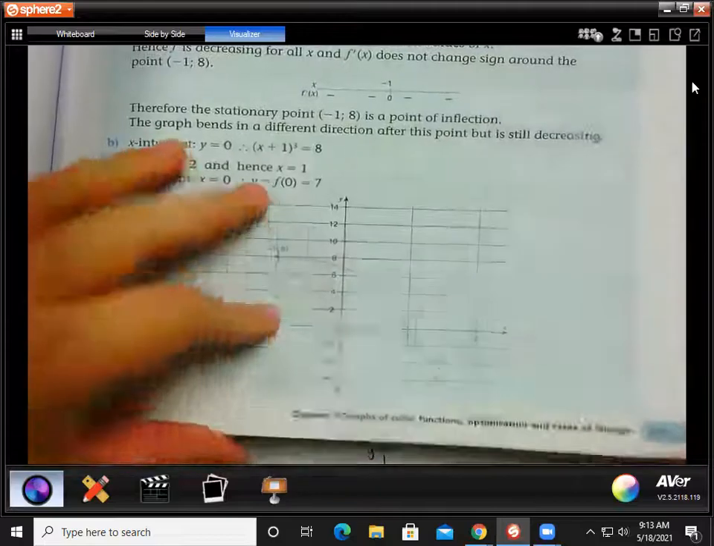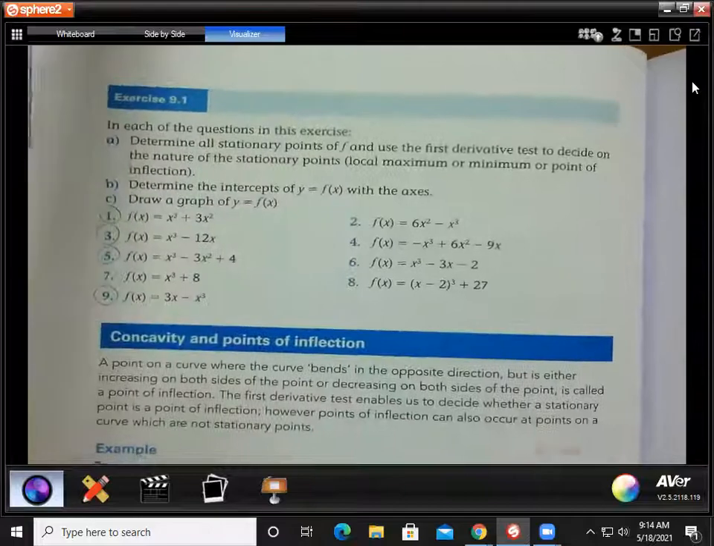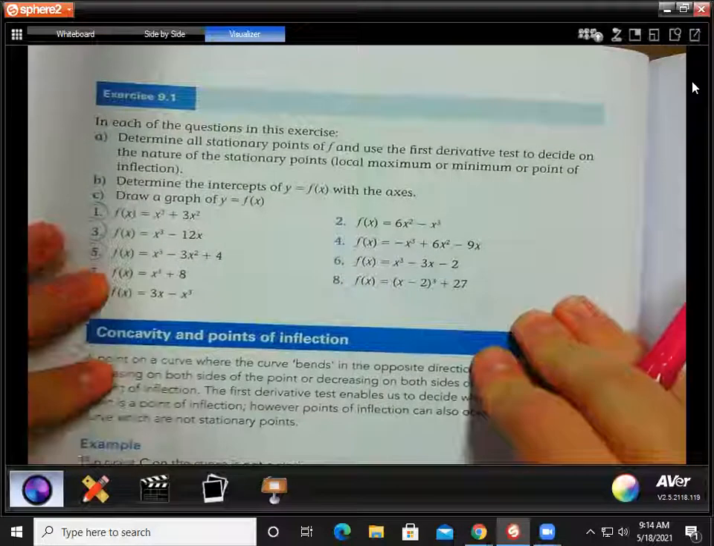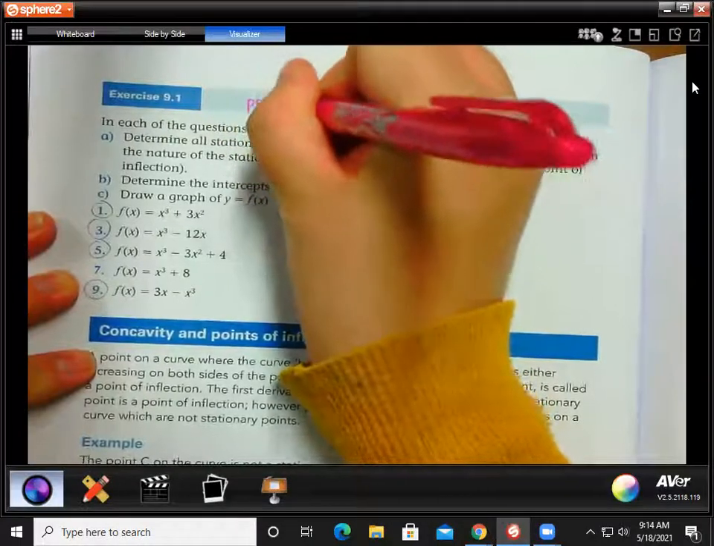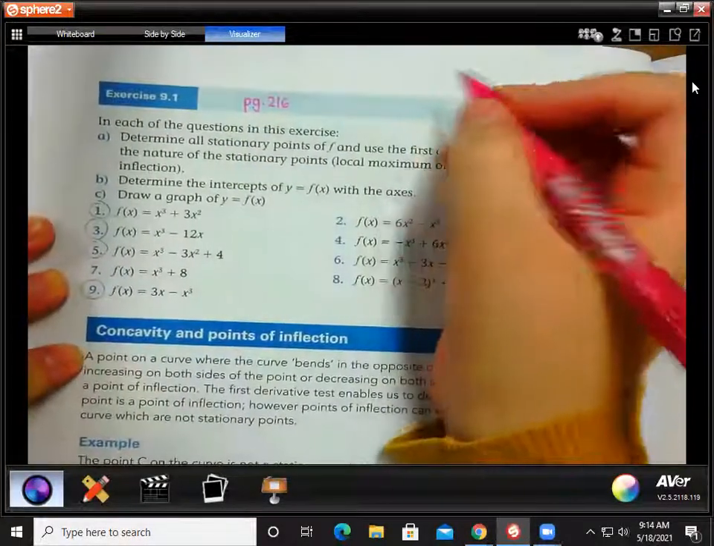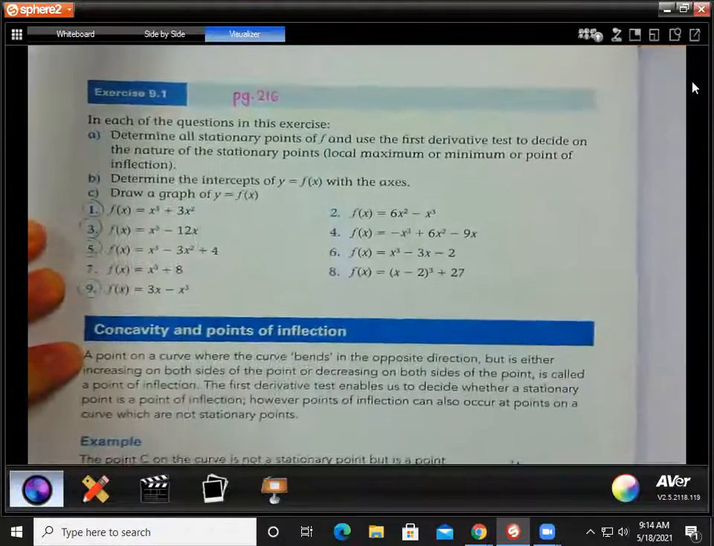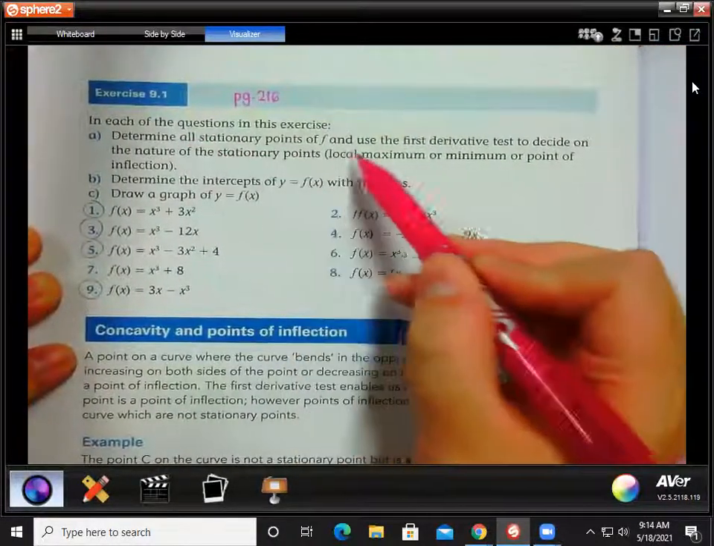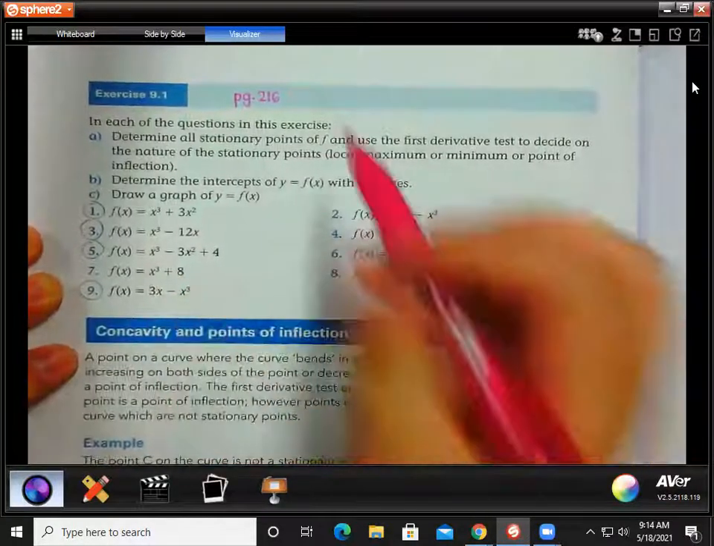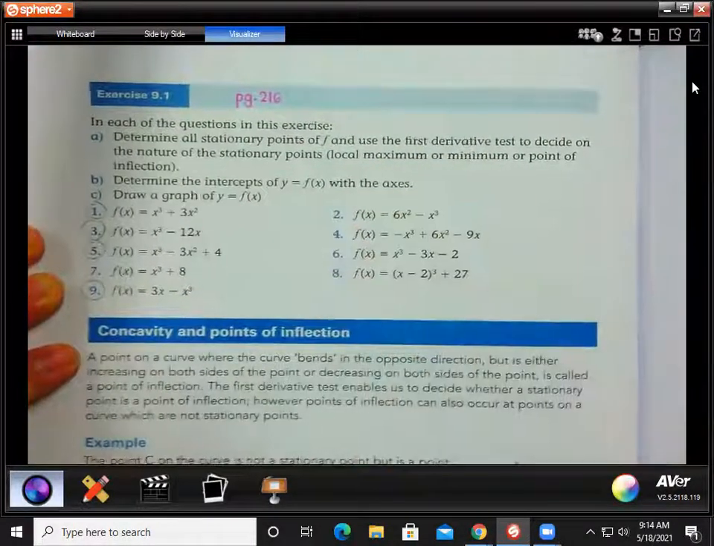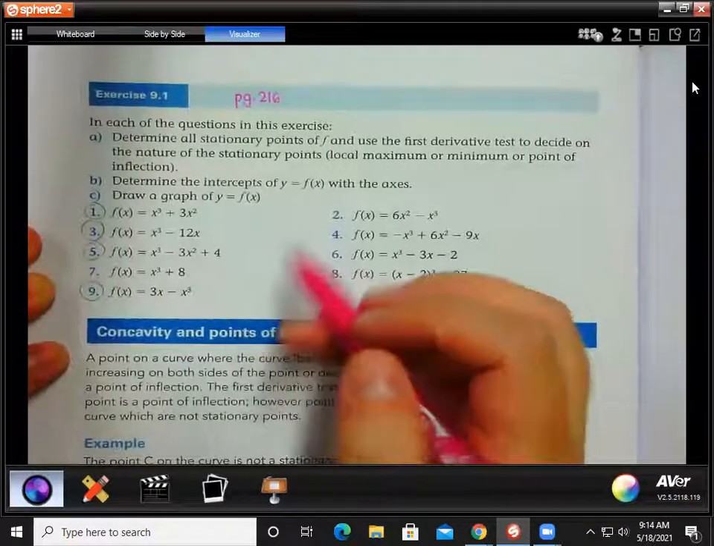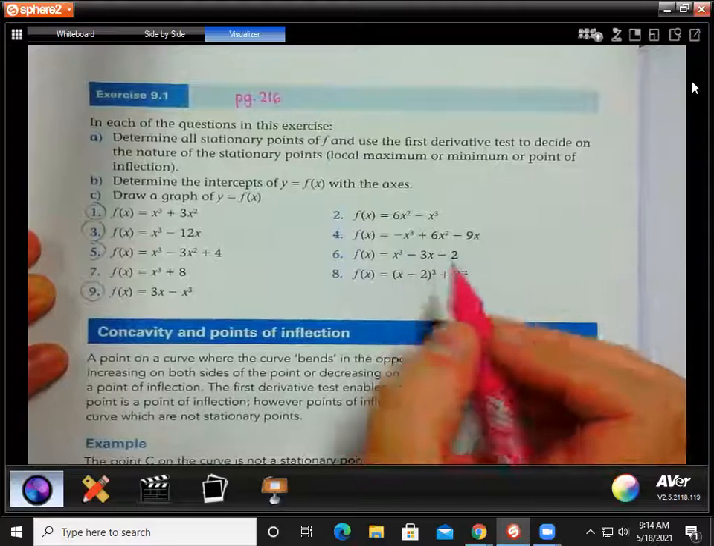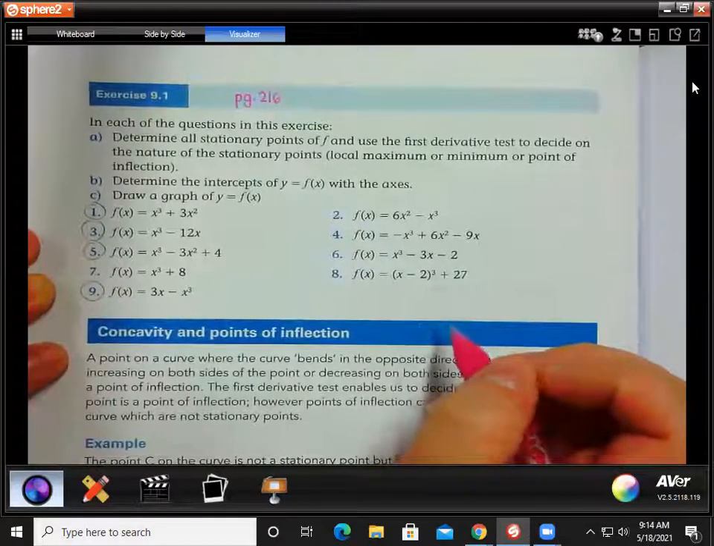Okay, you are going to do exercise 9.1 on page 216. Here they are again saying to use the first derivative test. Don't worry about that, or about doing an ABC. You're basically just going to draw the graph, like we did in the example. So let's see.